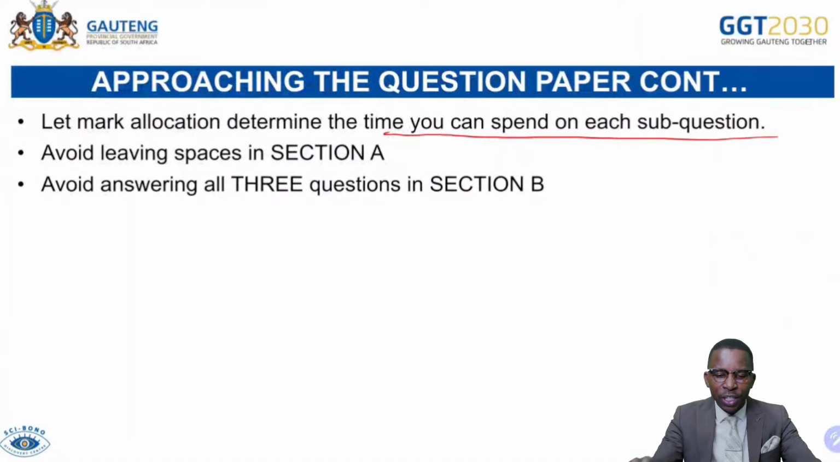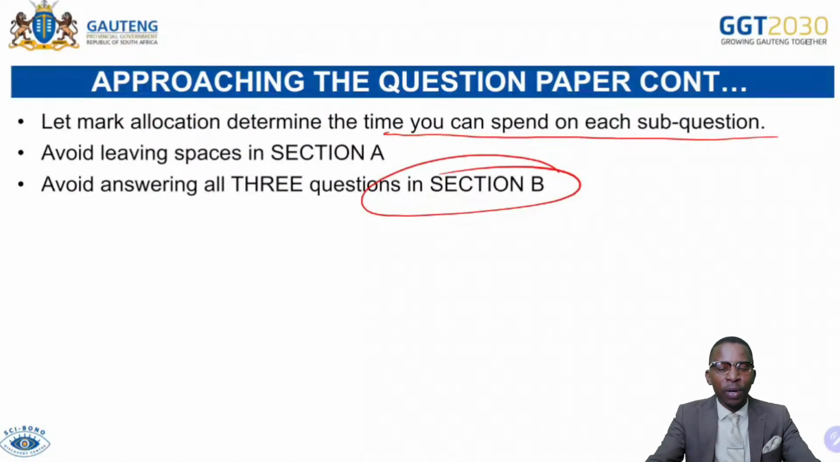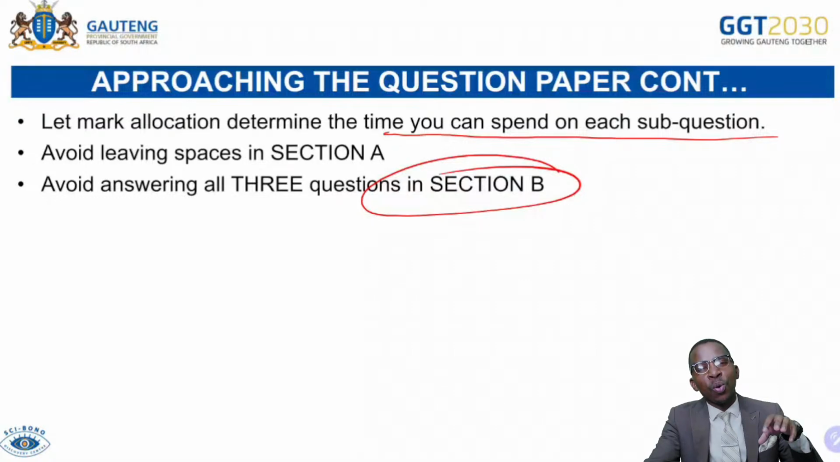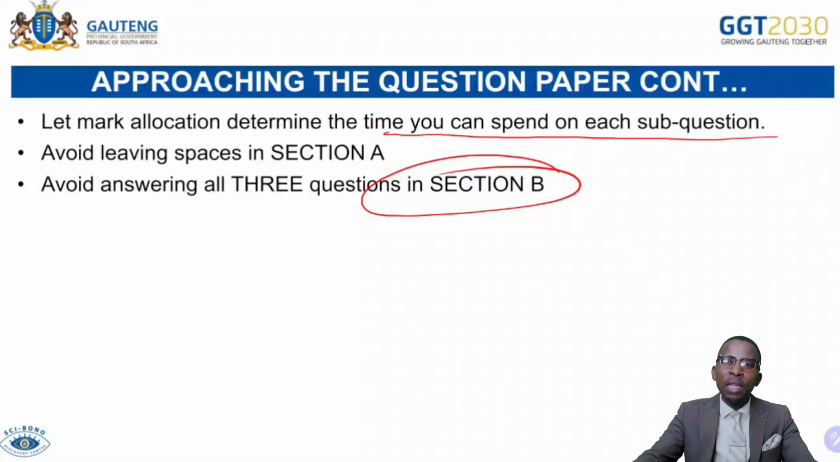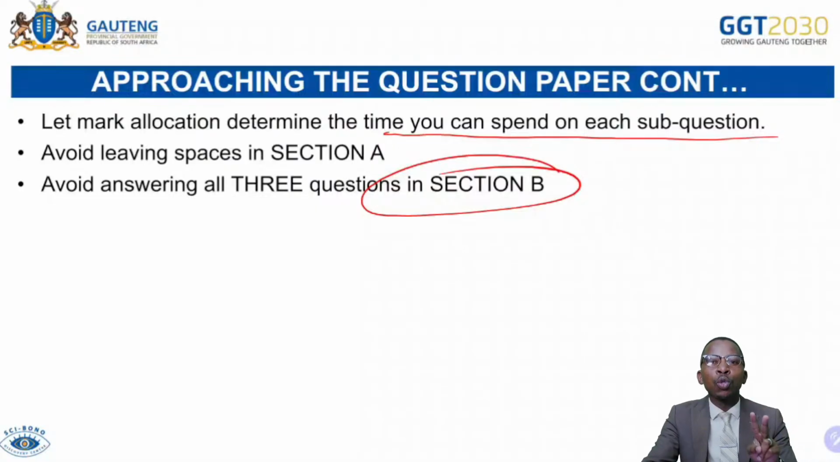Avoid answering all 3 questions in section B. This is another one. Do not answer all questions in section B. Section B requires you to choose only 2 questions. We are given question 2, question 3, and question 4. You choose only 2 questions to answer. Do not answer everything, because should you do so, that means there is a question where you are not going to do justice. So 2 questions are allowed to be answered, not 3, but you choose amongst the 3 questions.